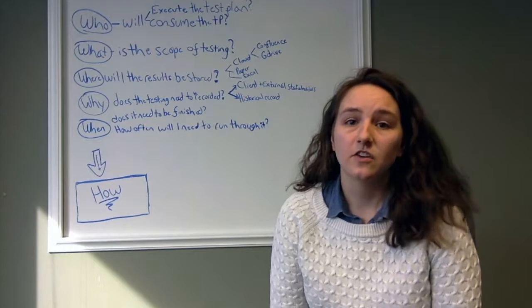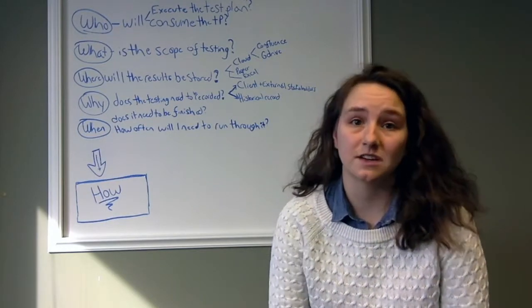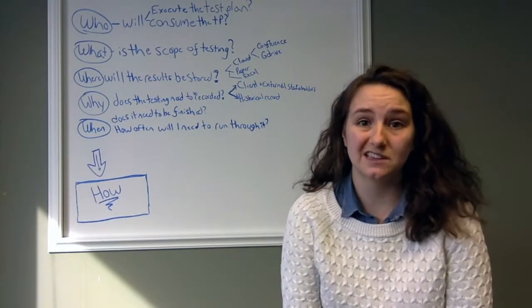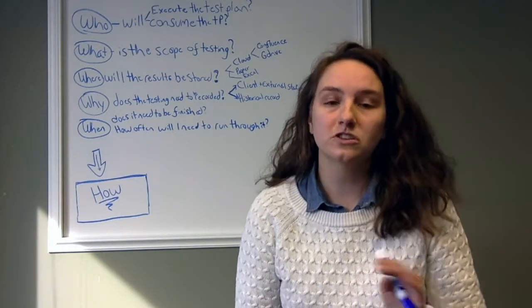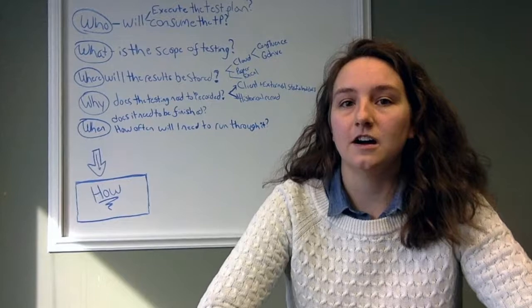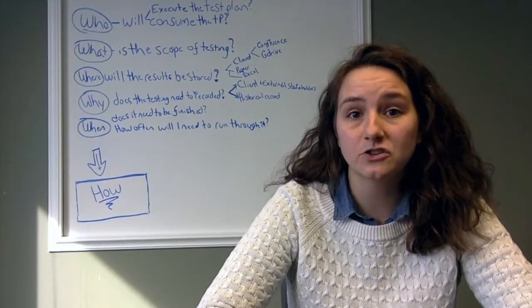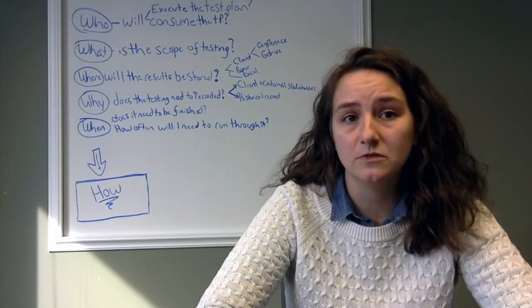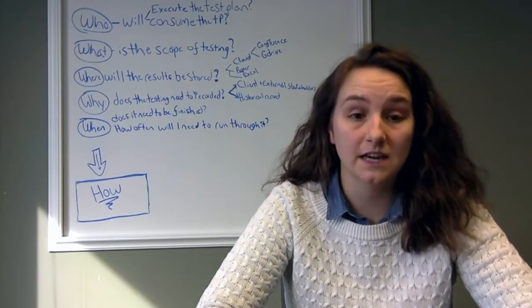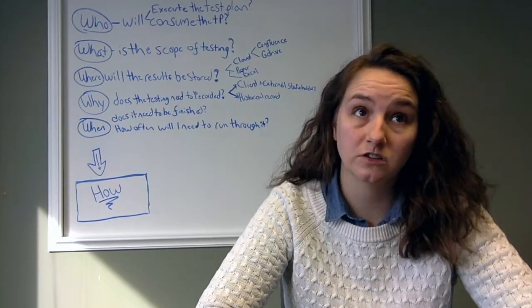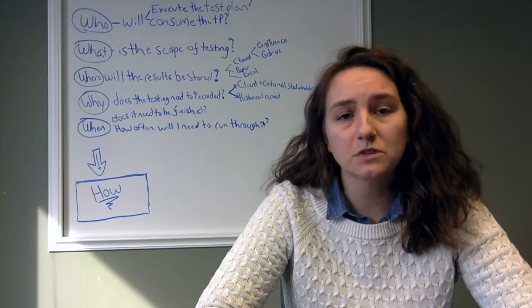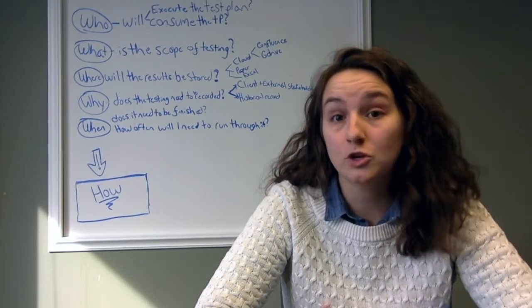So first off, who is going to consume the test plan? Who is going to execute the test plan? Is it just yourself? In terms of execution, is it a team of 4 within your smaller agile teams? Is it going to be consumed by executives, your team manager, engineering manager, engineers, etc.? So it's really important to understand who the who is.